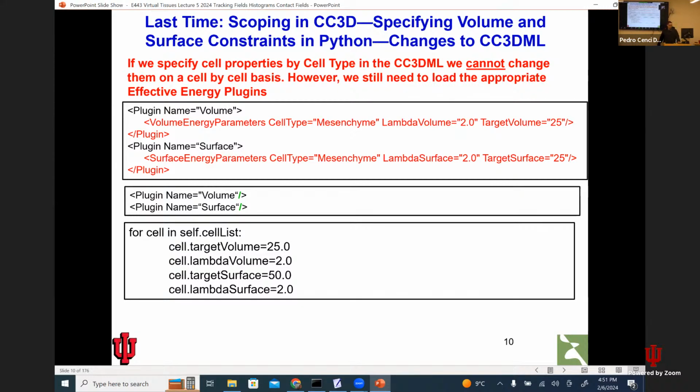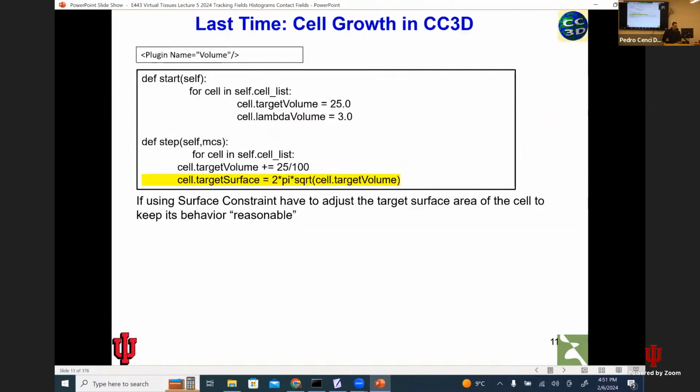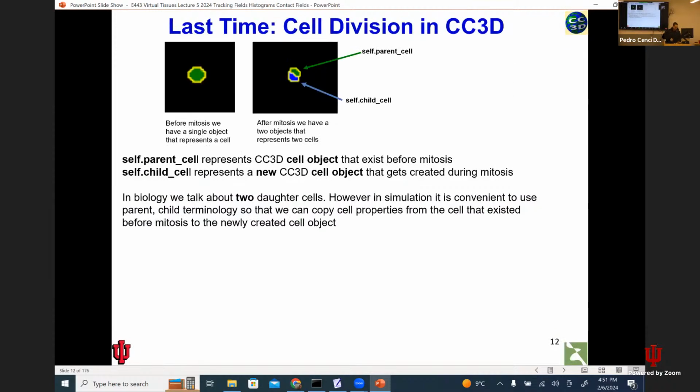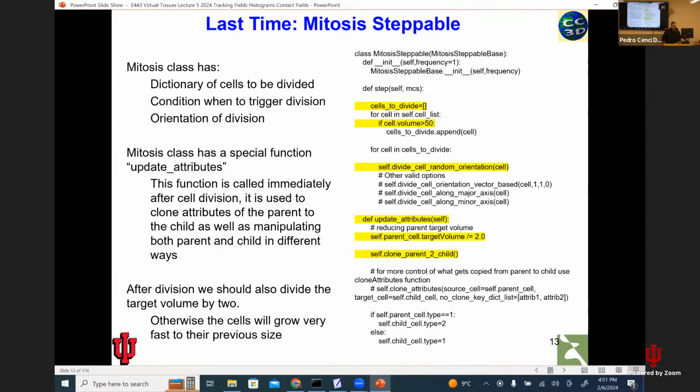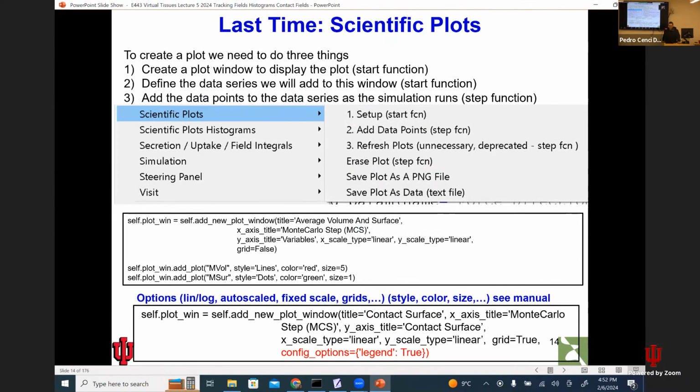We learned how to specify some cell attributes in Python instead of XML. And in Python, you have more freedom to manipulate those attributes the way you want. You can tailor these attributes. So we use that for cell growth and cell division. We learned how to do mitosis. We learned about the mitosis steppables. It's a very particular steppable with its own methods hidden. And we learned how to plot stuff, how to do matplotlib-like plots, but not using matplotlib.